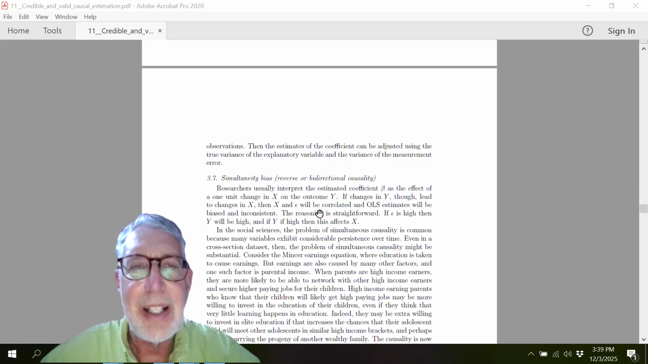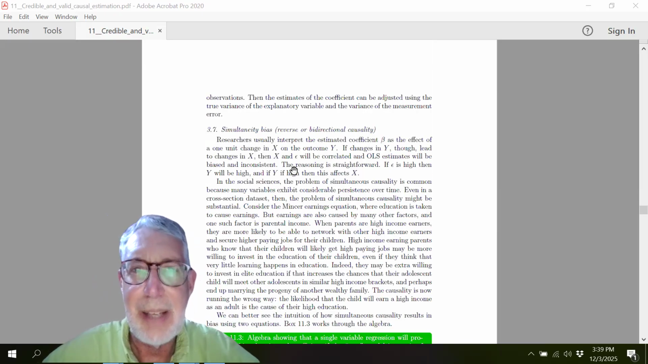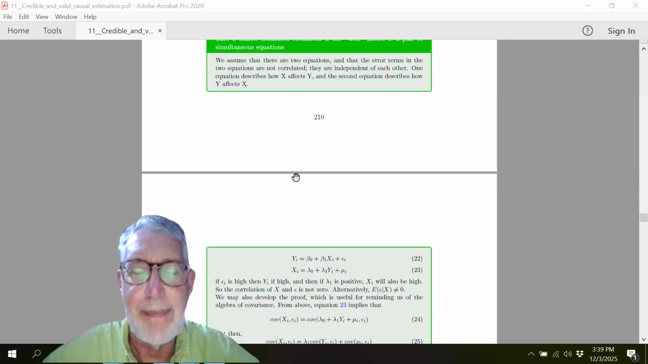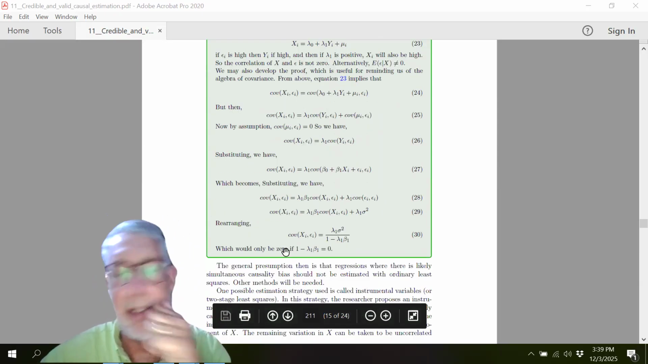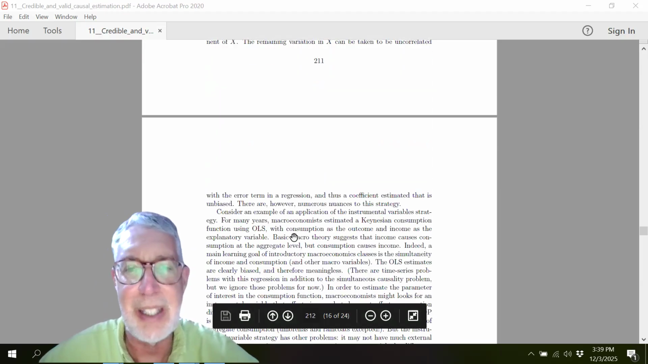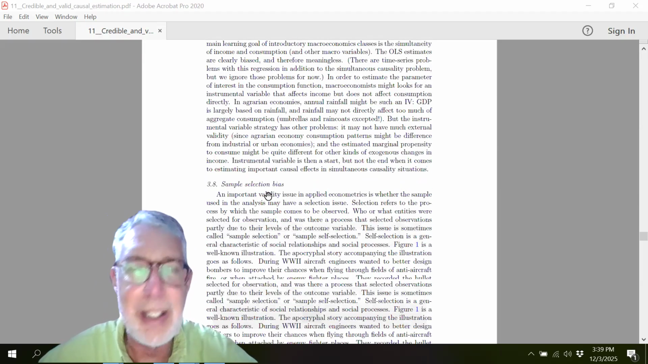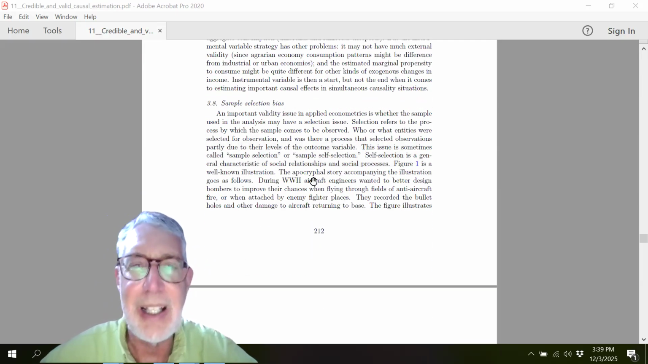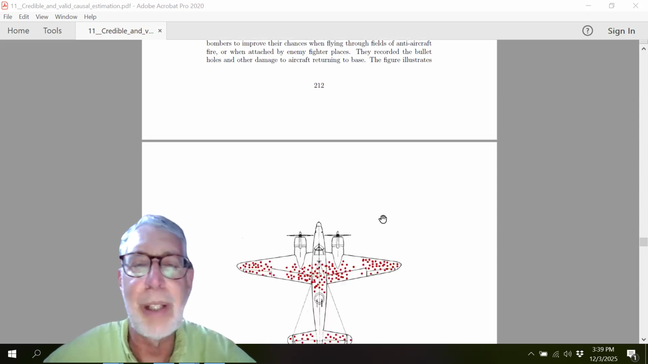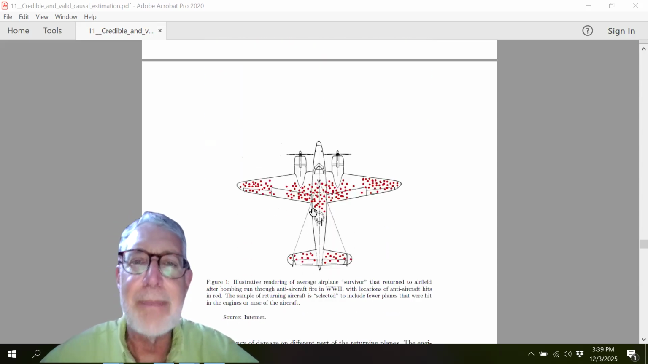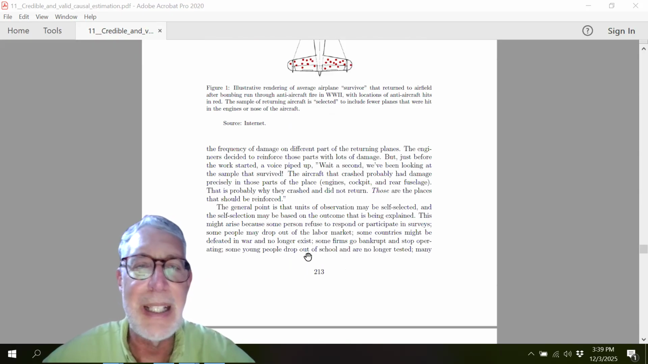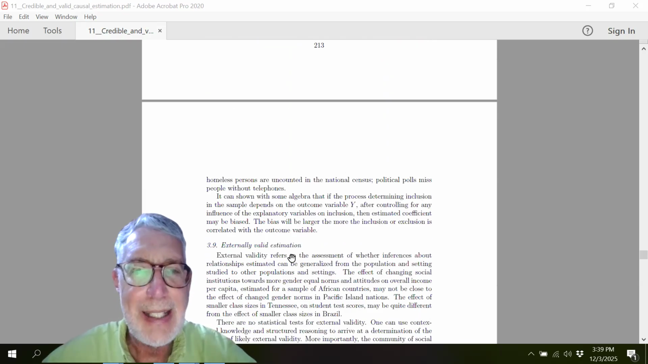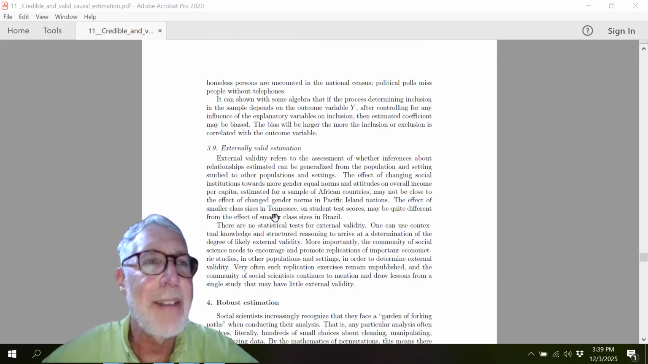Then we have discussion of simultaneity, simultaneous equation bias, and we have the same discussion that we did in class, and there's a video on this, so I won't cover this anymore. We have sample selection bias. We covered that in class. We gave numerous examples in class and in videos, so you should be aware of that. The airplane example is a cute little example of sample selection bias. And external validity is pretty obvious.